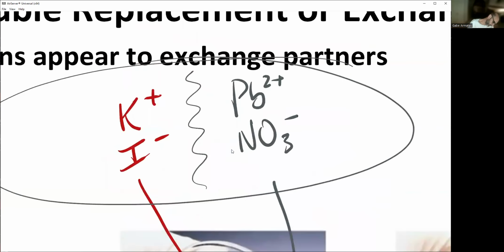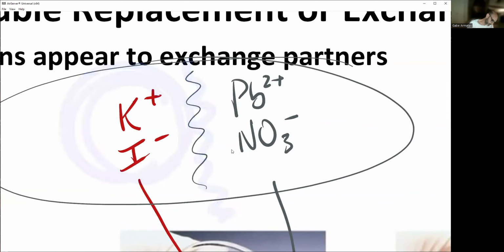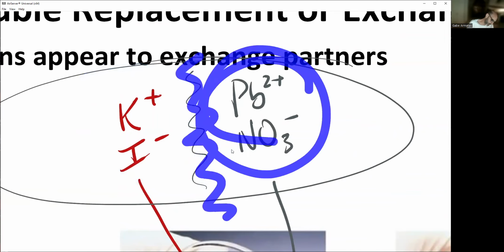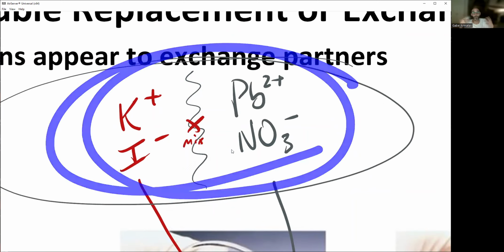So potassium and iodine are isolated because they haven't been mixed. Lead and nitrate are isolated because they haven't been mixed. And they happen to be aqueous when they're mixed. But as soon as I get rid of this, as soon as I mix them, now all 4 of these things are in solution together.